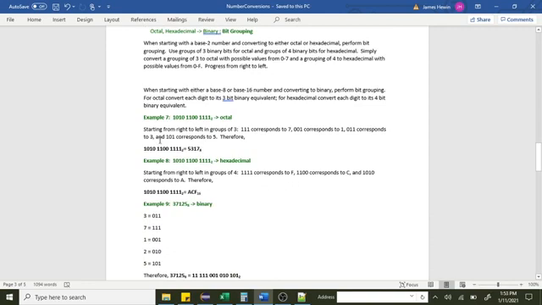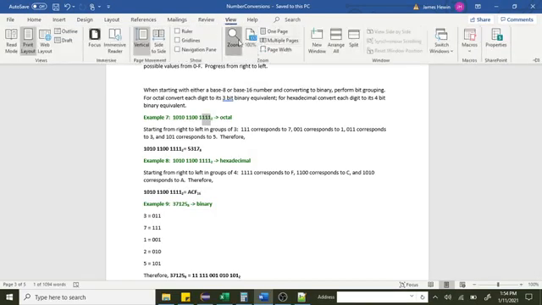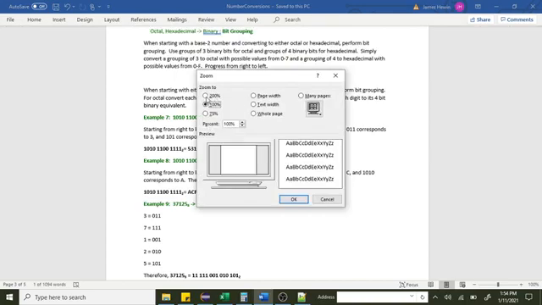Okay, so let's look at example 7. So here I want to go from binary, got a 12-bit binary number. I want to go to octal, which is base 8. Well, base 8 means I need groups of 3. Okay, so I start here. If you look, this rightmost group of 3 bits here, let's see if I can zoom in a little bit.